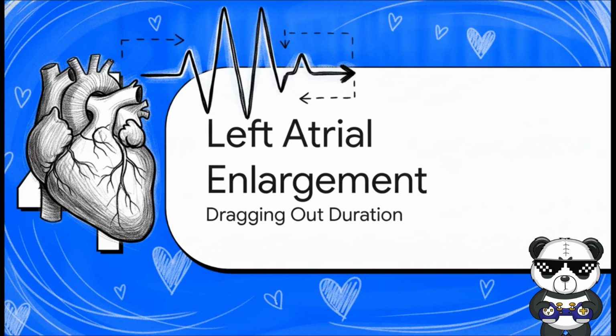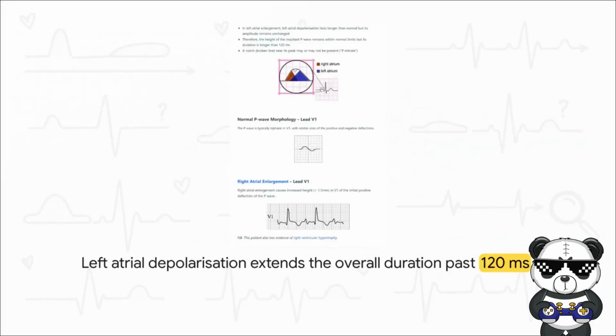Section 4. Left atrial enlargement, dragging out the duration. Now let's flip it and look at the opposite anatomical issue. Now let's watch how the timing shifts here. An enlarged left atrium means that the second part of the wave takes longer to complete. The overall height actually stays normal, but because the left atrium fires last, this delay drags the total duration well past our 120 millisecond limit.